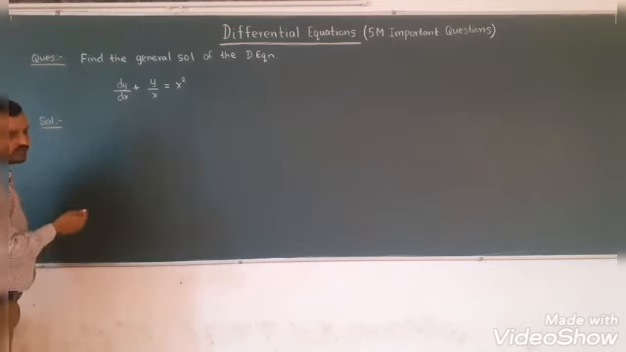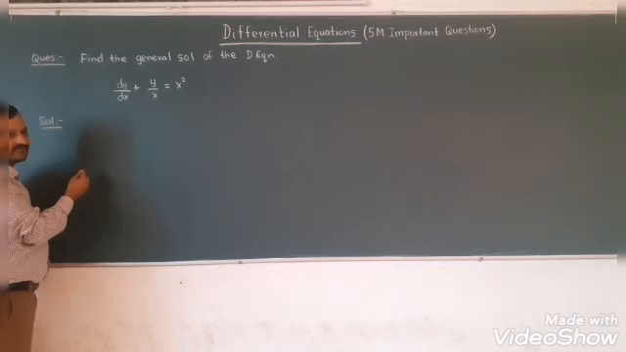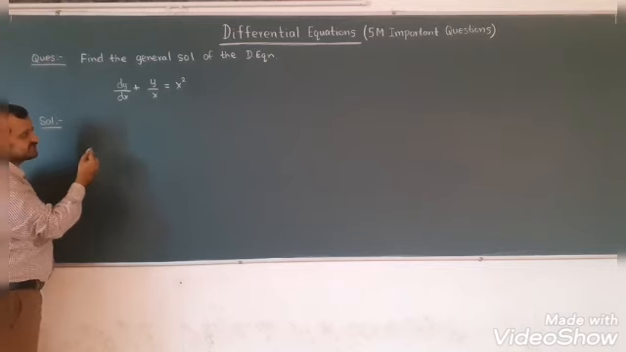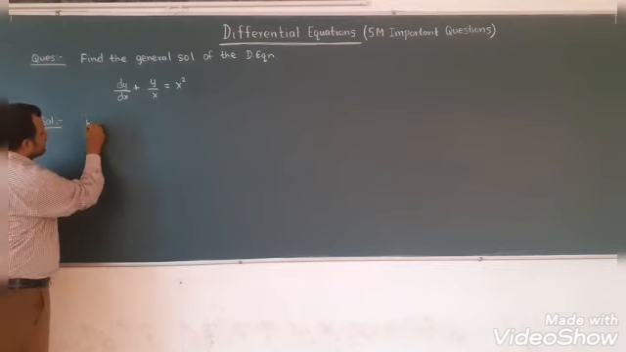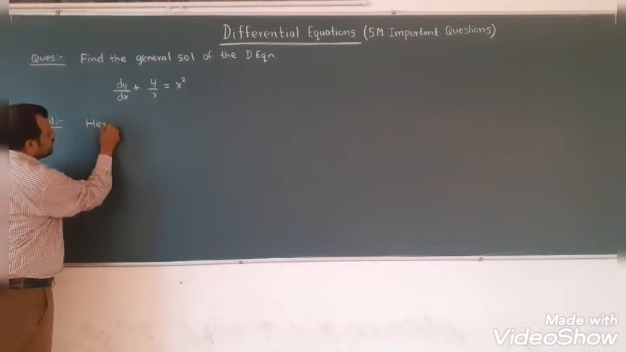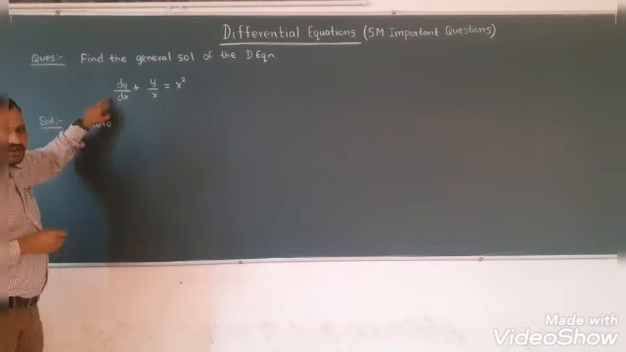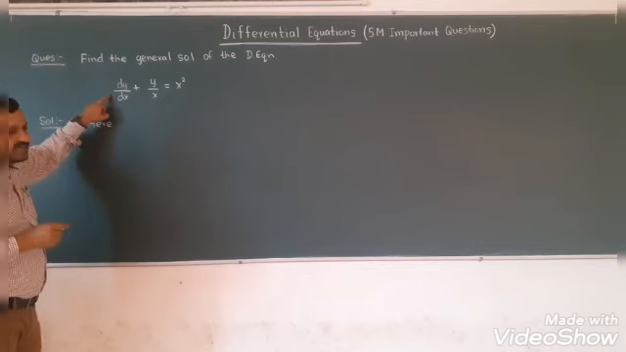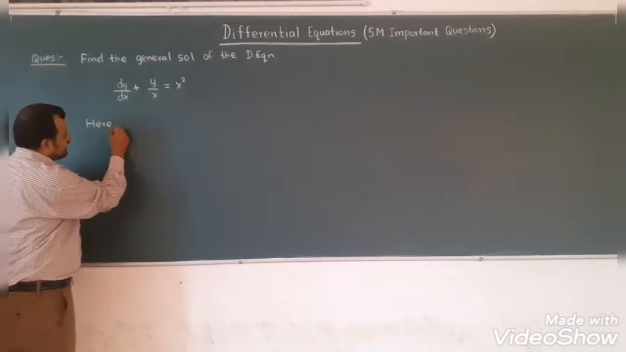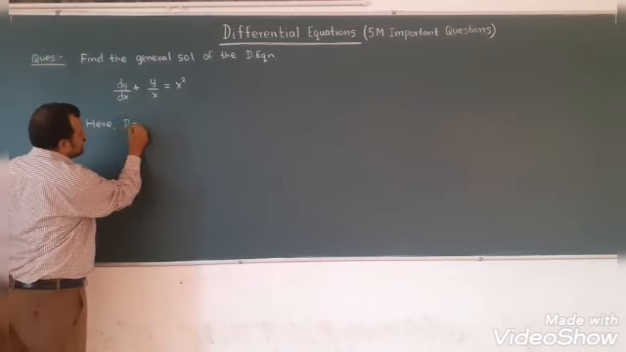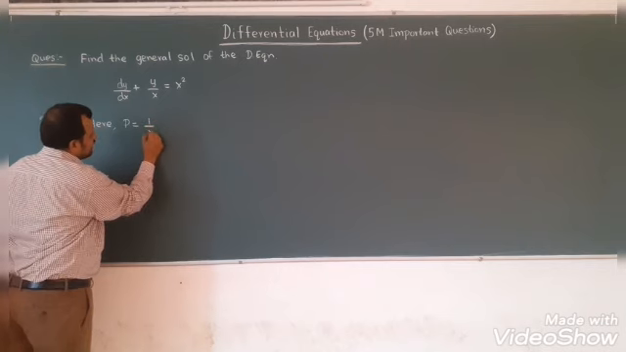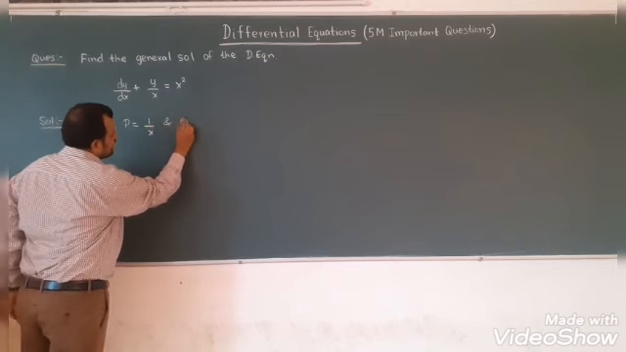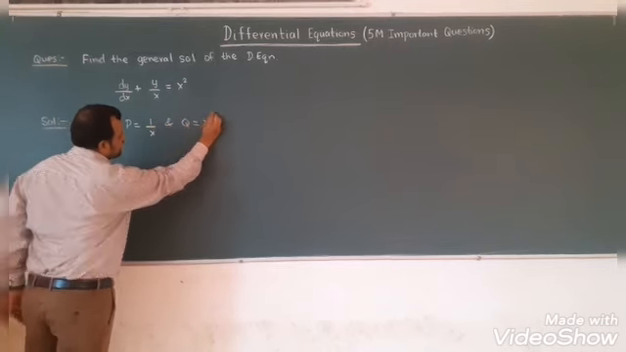Now what we have to do is first we have to identify what is P and what is Q. So here P is nothing but, look here, coefficient of dy by dx should always be equal to 1. So here dy by dx coefficient is equal to 1. So here P is nothing but 1 by x and Q is nothing but x square.